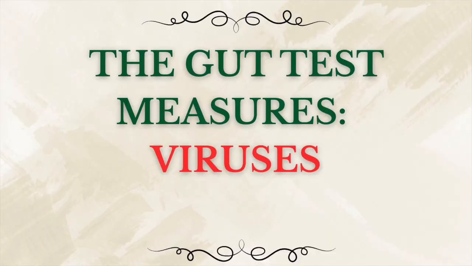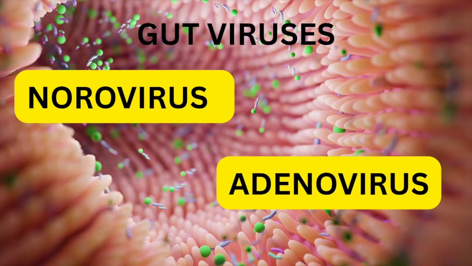The next gut test checklist is viruses. And though not commonly considered in chronic gut dysfunction, gut viruses such as norovirus and adenovirus are screened. They are present on a functional gut test. Acute infections may present with diarrhea, but chronic viral exposure could play a role in gut barrier disruption and in immune imbalance in general. And these viral infections actually are relatively uncommon. So usually on most tests, they are negative.